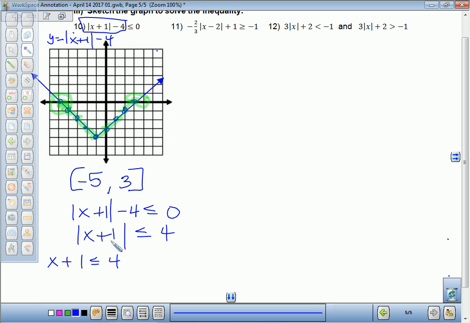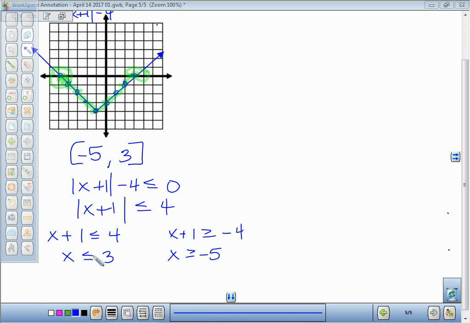But if I do the -4, what happens when I introduce a negative to an inequality when it wasn't there before? You have to flip the inequality. That's right. So when we do the opposite of this, we have to flip the inequality. Okay, so here we get x is less than or equal to 3. Here we get x is greater than or equal to -5.